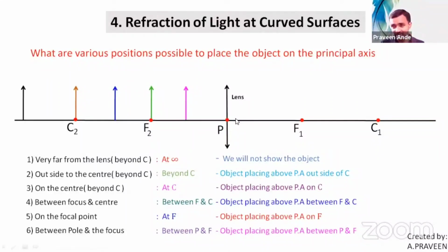Next, exactly on the focus. So here it is called at focus or on the focus. The next is inside the focus. That is called between the optic center and the focus or focal point. So these are the 6 places we are going to select to show the object on the principal axis. Right? In the case of a double concave lens also, the same places we are using.